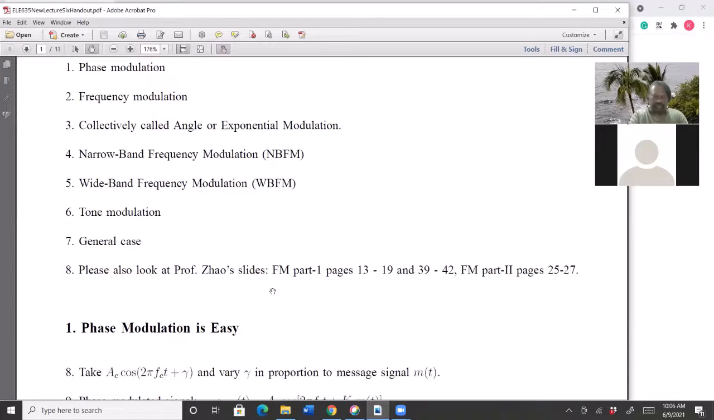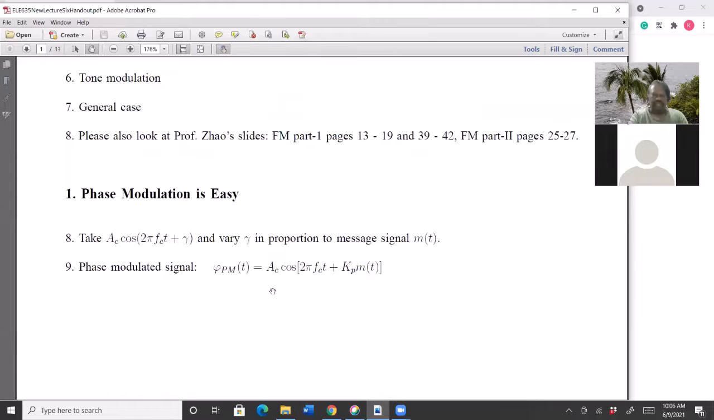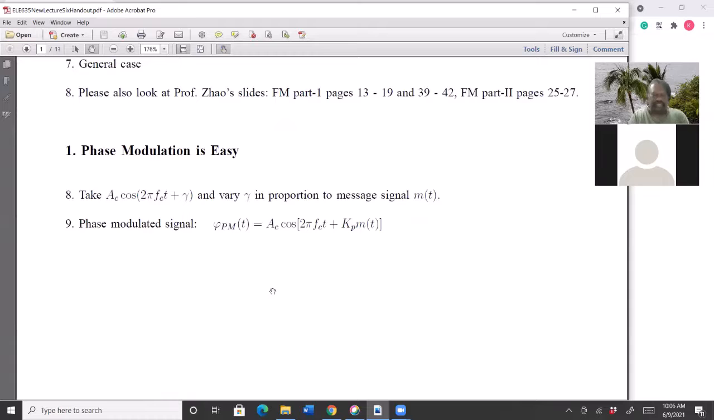Okay, so we are going to start with phase modulation. It's very simple. Look at this. Take A sub c cos 2 pi f sub c t plus gamma. This is the phase angle. And vary gamma in proportion to the message signal m of t. So the phase modulated signal looks like A sub c cos 2 pi f sub c t plus a constant times the message signal. So for gamma, I have written k sub p m of t.